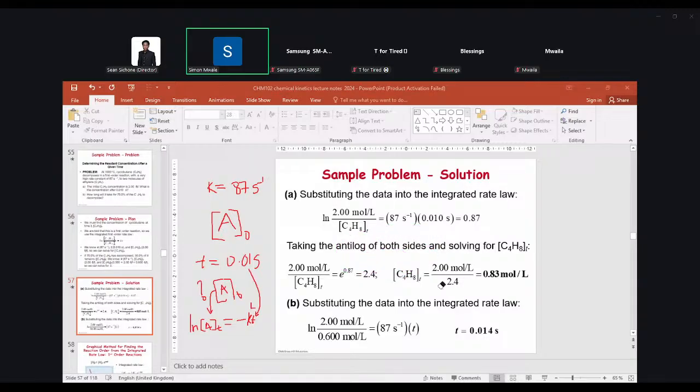This is what you have here. You can go through this and finish up even for part B here. So this is how a question would come on the integrated rate law for a first order.